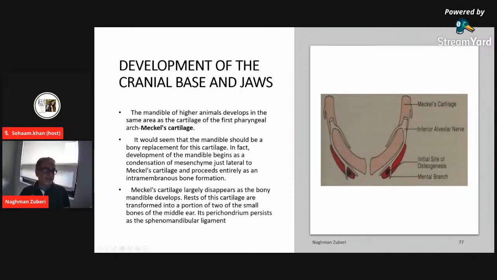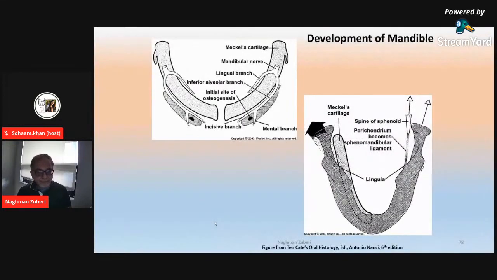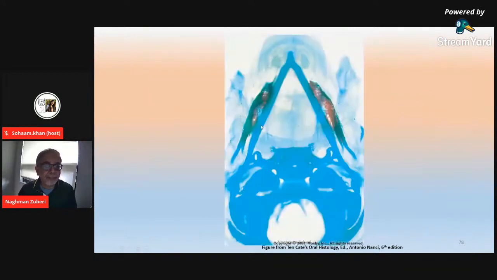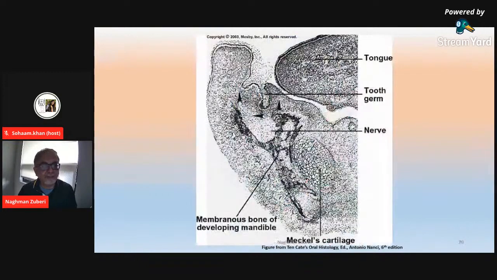Rests of this cartilage are transformed into portions of the two small bones of the middle ear, and the sphenomandibular ligament could be its remnant. Some of the authors say that it is the remnant. So, the mandible forms around Meckel's cartilage, and the nerve is the mandibular branch of the trigeminal nerve because the mandible is coming from the first arch.